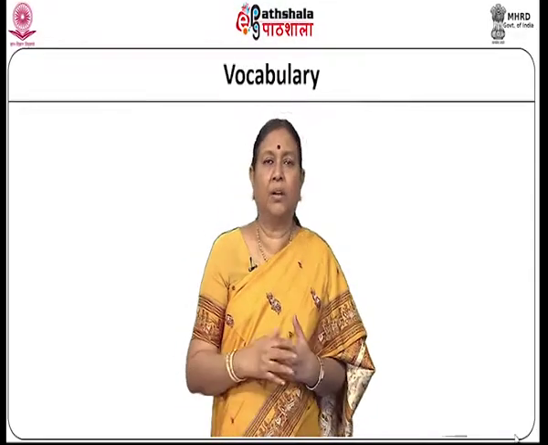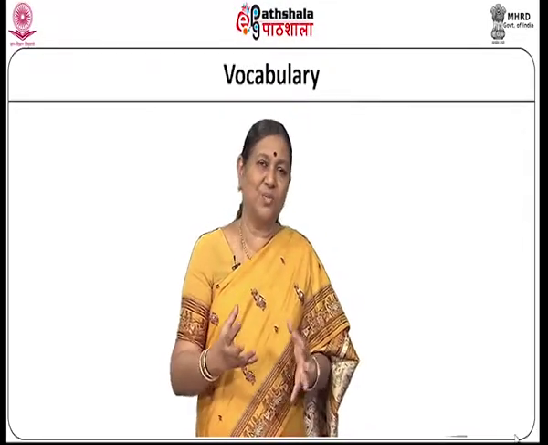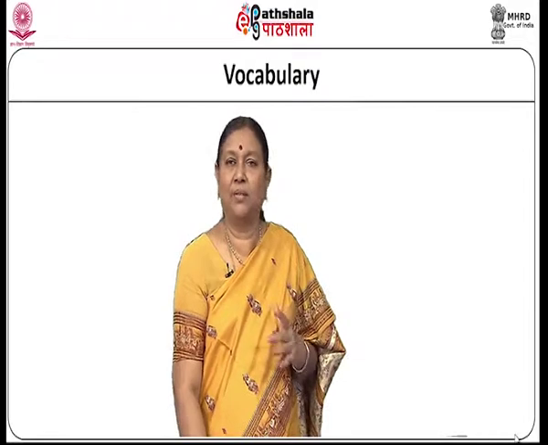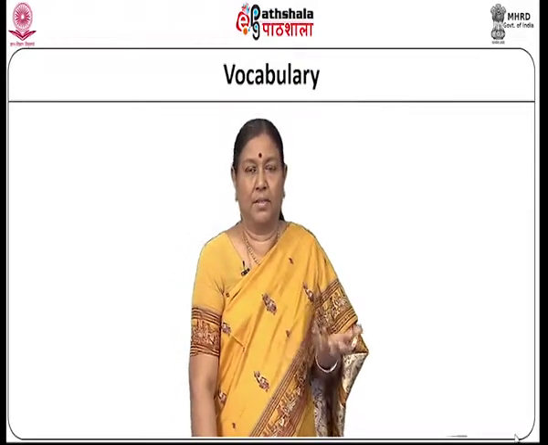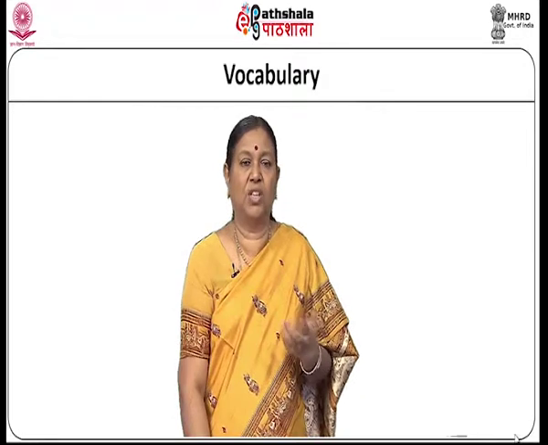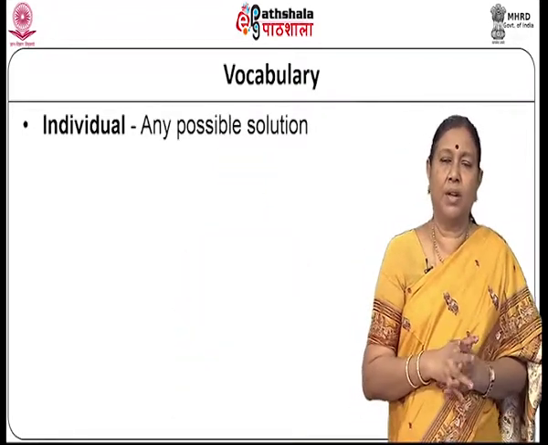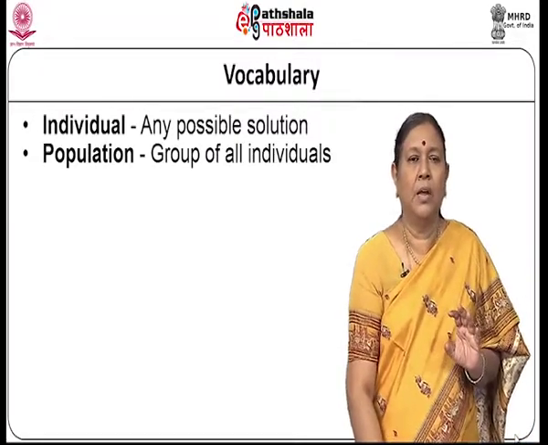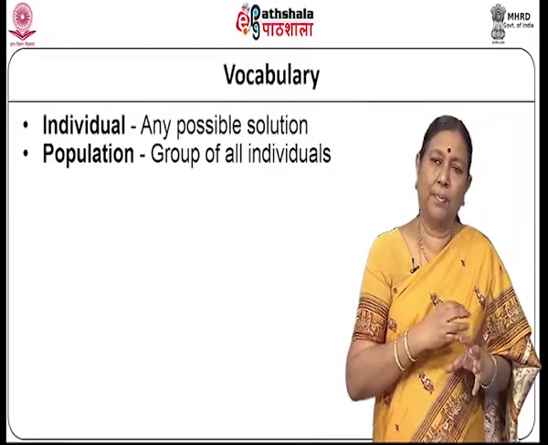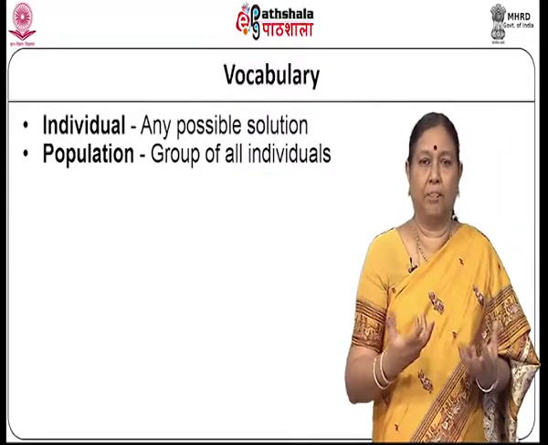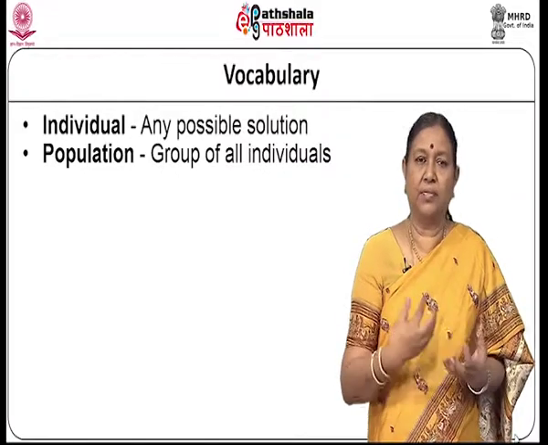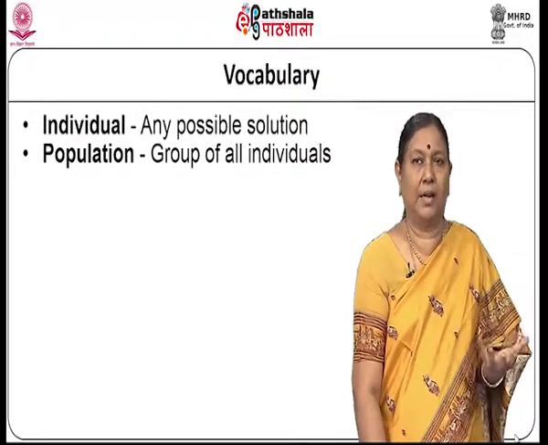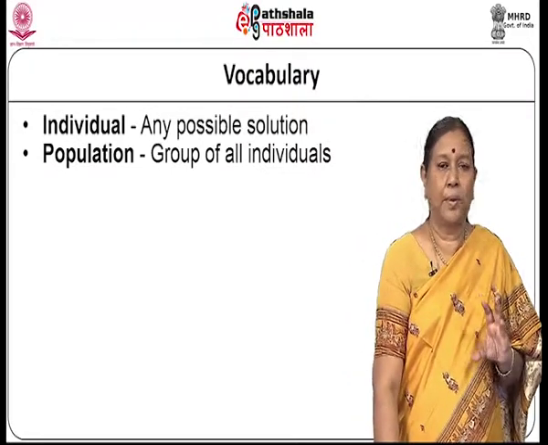Before we go along, let us look at the vocabulary. The vocabulary used in this component of machine learning is vastly different from what we have been using till now. It has come from natural species, from biological nature. An individual is any possible solution out of a large number of solutions. A population is a group of all individuals. So, all the possible results that can come are called a group of individuals. Any possible solution is called an individual, and all possible solutions together form a population.